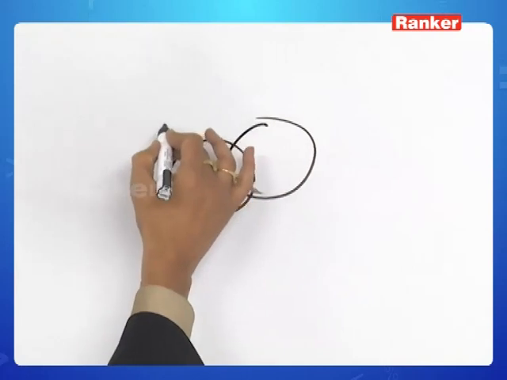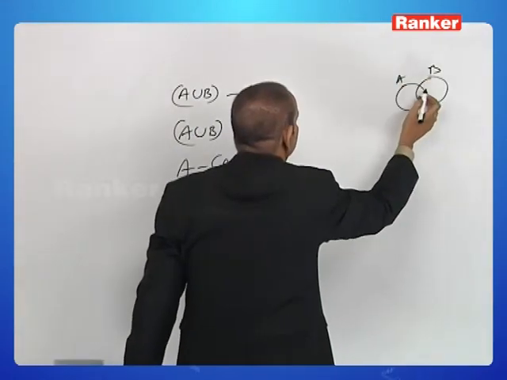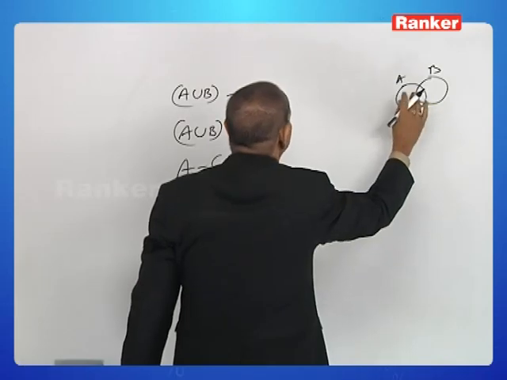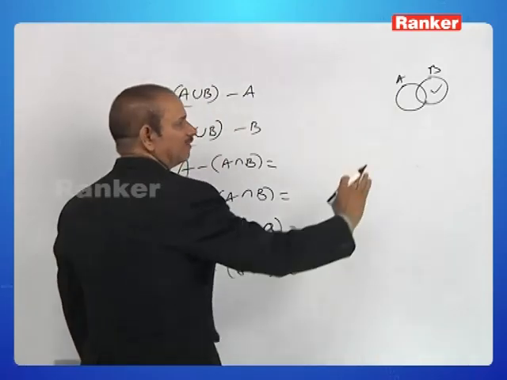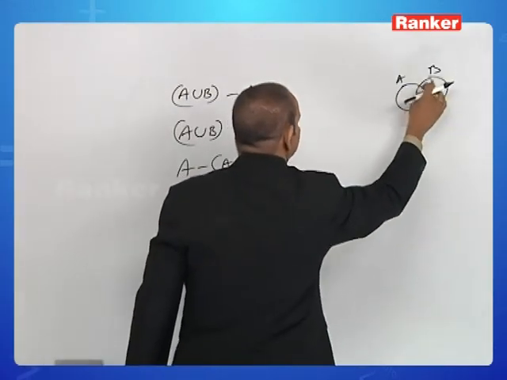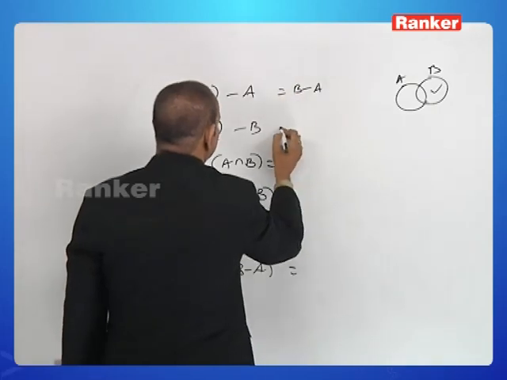A, B, this is A, this is B, this is entirely A union B. From this, A has been deleted. What is there? This portion will remain. From A union B, A is deleted, and this portion will remain. What is that portion? B minus A.